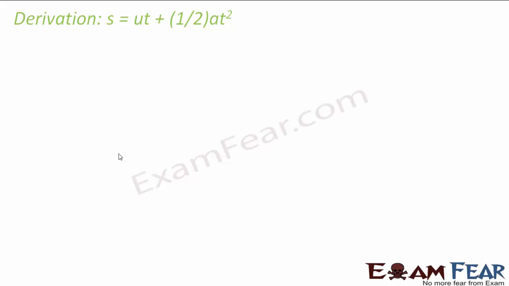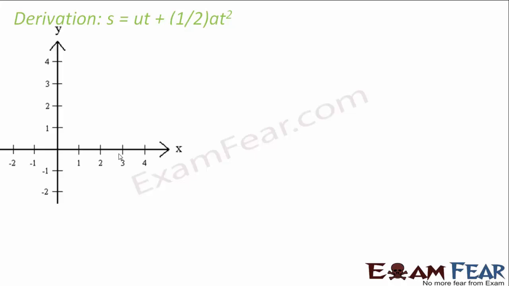Now let us have a look at the second equation, that is S is equal to UT plus half AT square. So how do we derive this equation? Now in this second equation, we have to basically derive an expression for displacement, because S denotes displacement. Now in order to get displacement, which graph can help us? The area under the velocity time graph gives us displacement. Correct? So let us look at this velocity time graph.